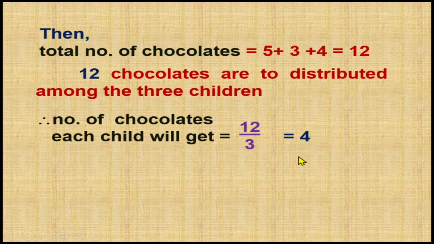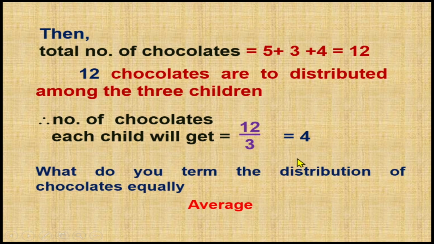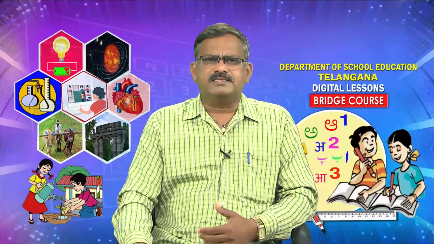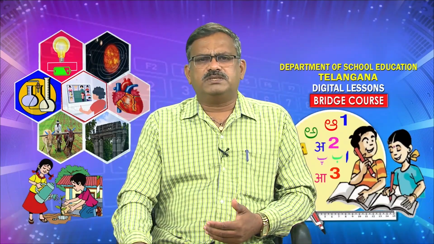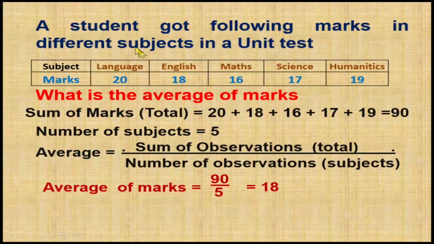Is it right? So, what do you call this 4? We call it average. Are you clear, children? Now, do you have any other name for this average? Yes. Before discussing the name of it, let us see one more example here.